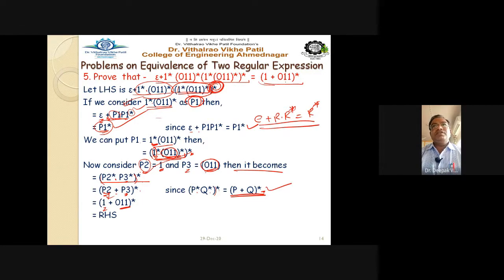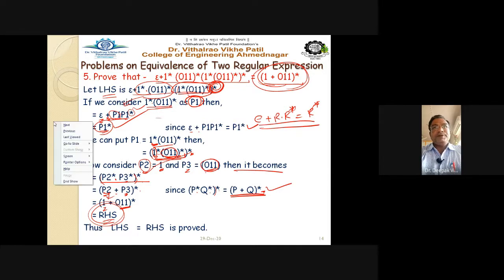Now look at the RHS term, the same RHS term. So we have solved the equation. We started solving the equation from the left hand side, and we get the right hand side correctly. Getting this point? So LHS equal to RHS is proved here. In this way, we have to find out the equivalence of two regular expressions with the help of the identity rules of regular expressions, right?